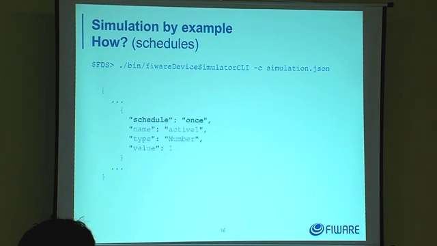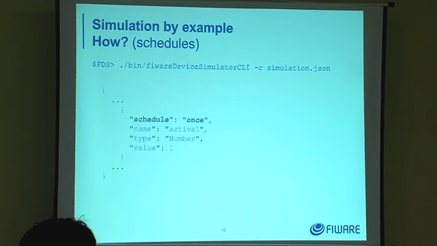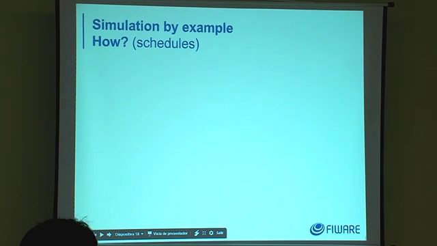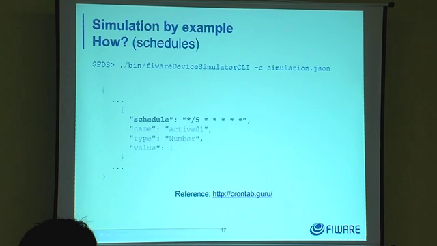This is an example of an active attribute. We have already seen it. It's using the once keyword. The attribute will be updated just once. But it gets really more interesting if you use these cron-like schedules. In this case, for example, we are specifying that the attribute will be updated with a value 1 every 5 seconds. I don't know if you are familiar with this cron-like scheduling, but there you can find a reference you can use to get further information.